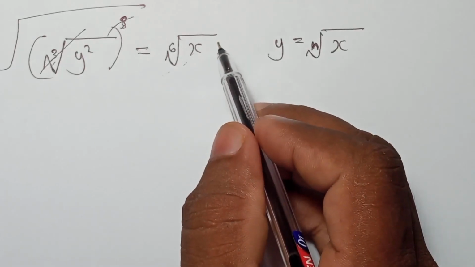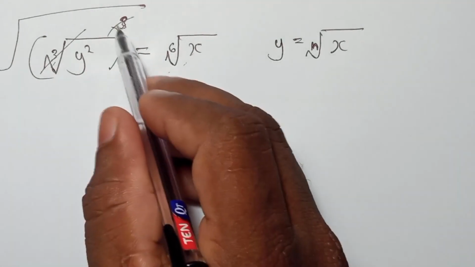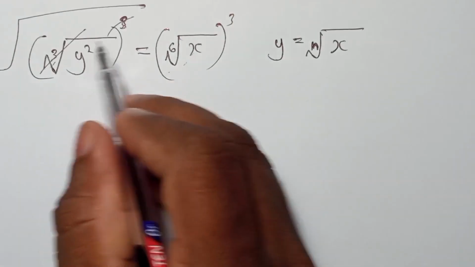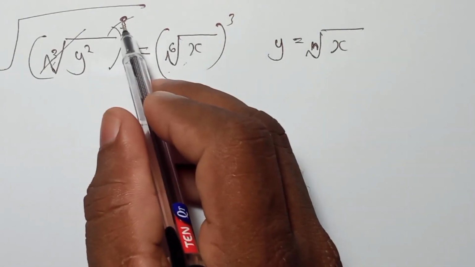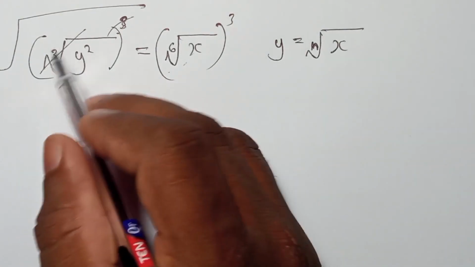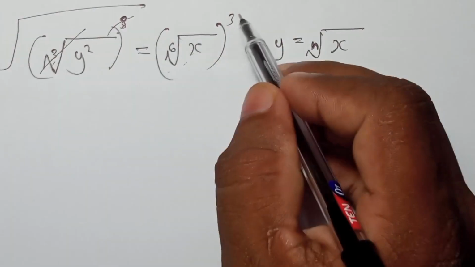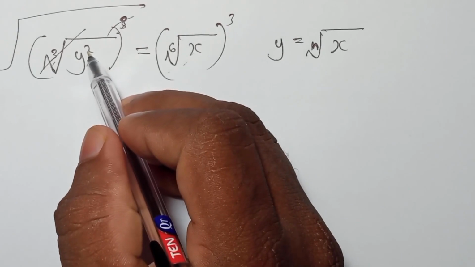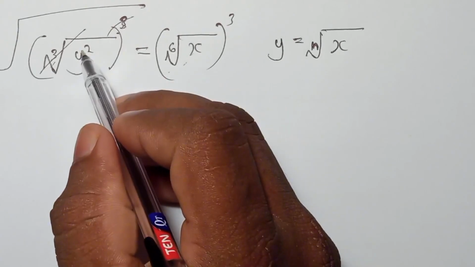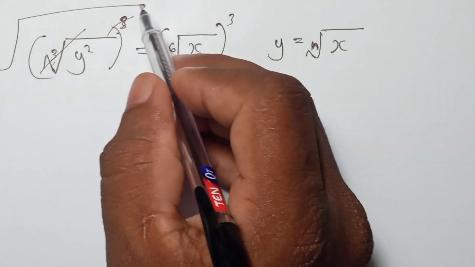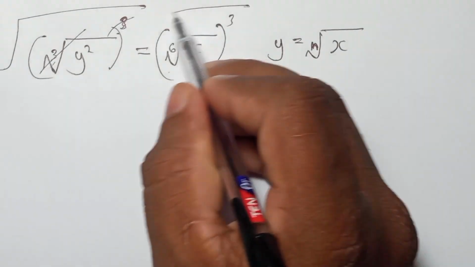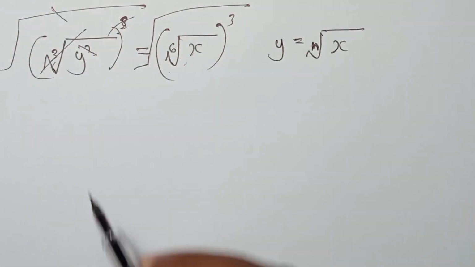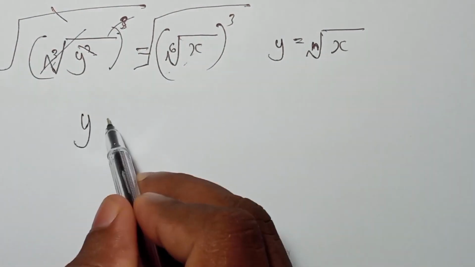On both sides I need to do this. When I put a cube here, I need to put a cube on this side also, right? In the equation, if you have a cube root here, to remove it I put a cube. In the same way on this side also I need to put a cube, and if you need to remove this square you need to put a square root here, then put a square root again on this side, right? And then the square and the square root cancel. Okay, now we have only y.